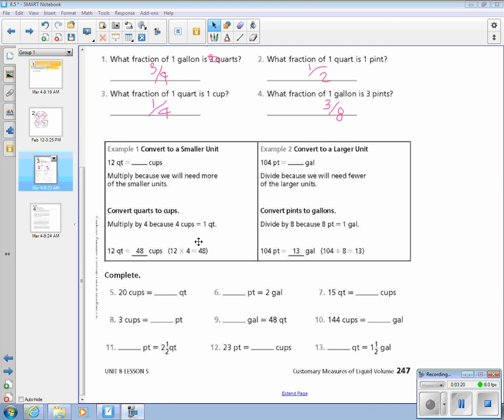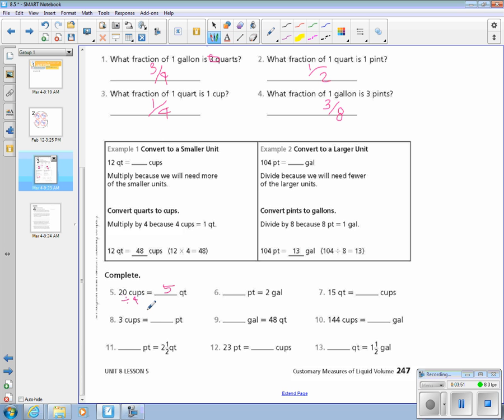Okay, now we are moving down the page. Here's some more examples of how to convert to a smaller or to a larger unit. So let's do number 5. 20 cups equals how many quarts? So we're going to be converting from cups to quarts. There are 4 cups in a quart, so what we're going to do is divide 20 by 4, and we will get 5.